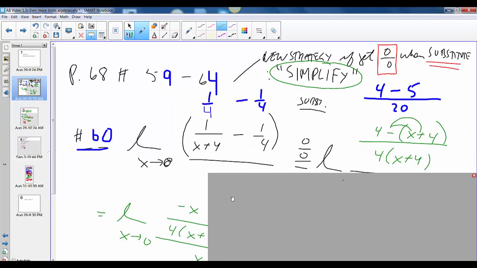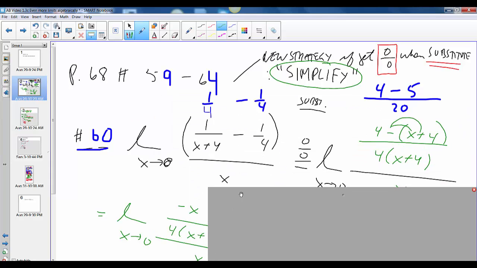Number 60, where you have this expression right here. So remember, the first thing we always do is substitution. As x approaches 0, we replace x by 0, that'll give us a quarter here, minus a quarter will give 0. Replace the x in the denominator by 0, so we get the famous 0 over 0. So you certainly can't rationalize, because there's nothing irrational to rationalize. And you're not going to be able to factor.